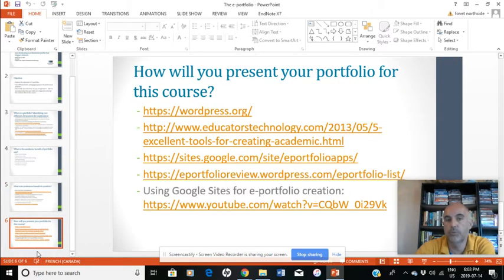So what tool might we use? So I've already said that we will support you with tools. This is just a short selection, not exhaustive, not definitive, but that will enable you to start this reflection around what do I want to use. So the first link is to WordPress, which some of you may like and know. The last one is for Google Sites for the creation of your portfolio specifically.